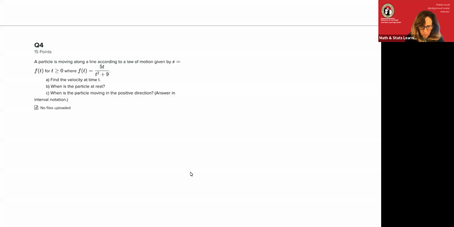The goal in question 4 is to imagine a particle moving along a line. We can imagine a particle and we know that it moves at different speeds. It might go slowly at first and then pick up speed towards the end, or it could start here and then go fast and then slow. We don't know, but we know that the position is given by this function.